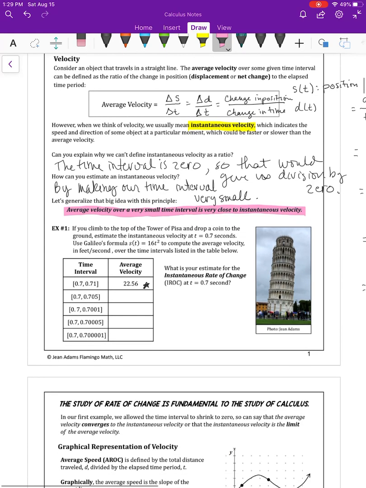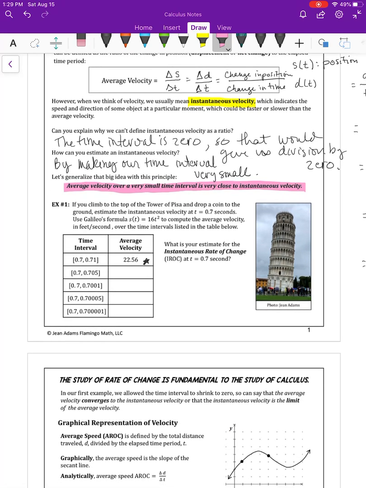So today we're just going to be estimating instantaneous velocity. Example number 1: if you climb to the top of the Tower of Pisa and drop a coin to the ground, estimate the instantaneous velocity. They're asking us to estimate the instantaneous velocity at t equals 0.7 seconds. Use Galileo's formula S of t equals 16t squared to compute the average velocity.